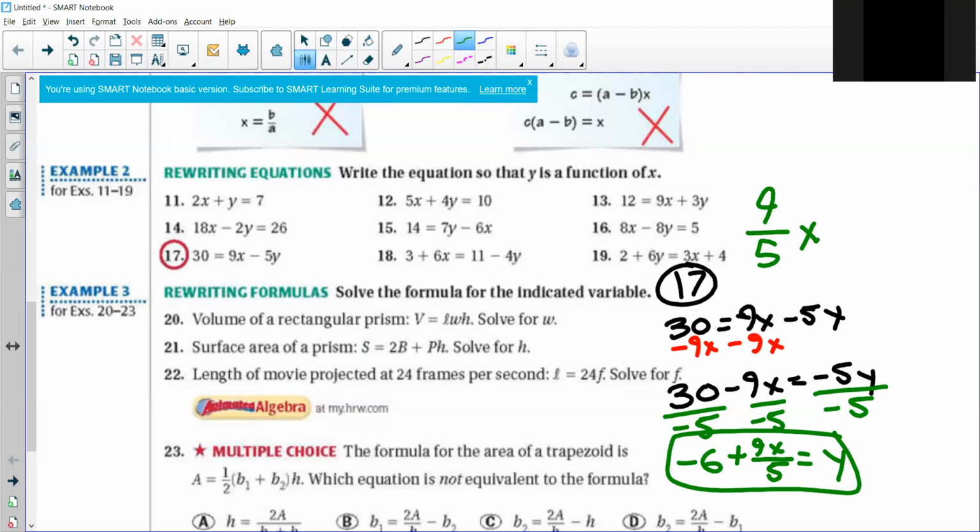Will there ever be a problem where you could simplify the x part? Let's say it was 5/10x. Would you simplify that, or would you still leave it as is? You definitely simplify it.